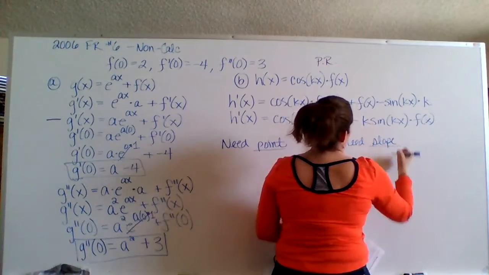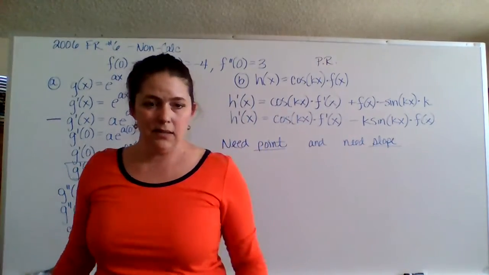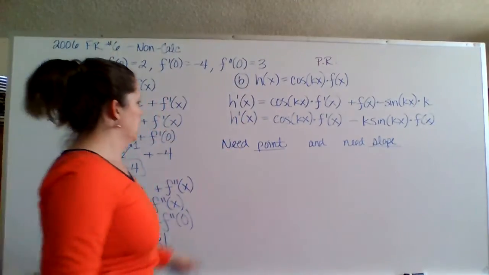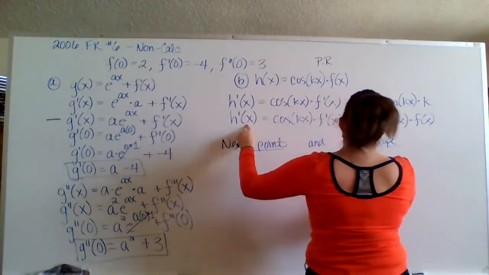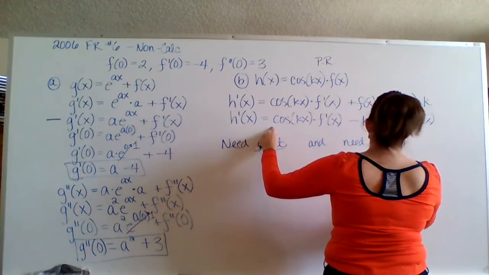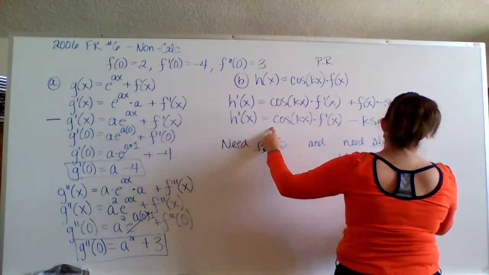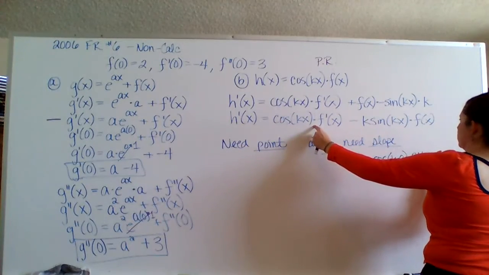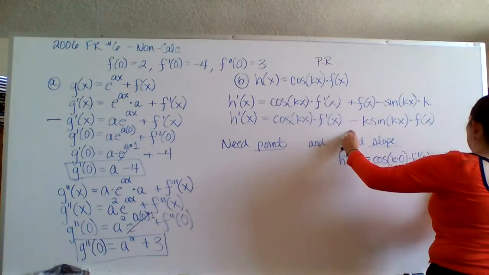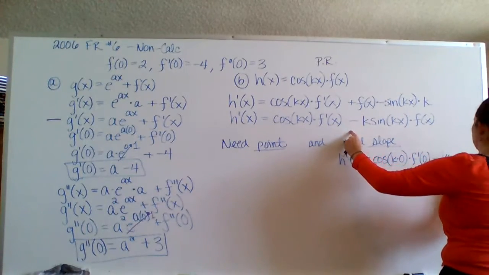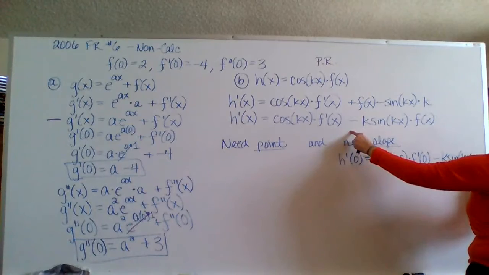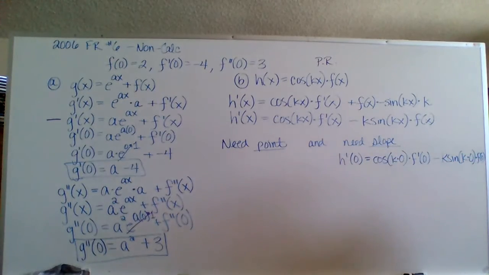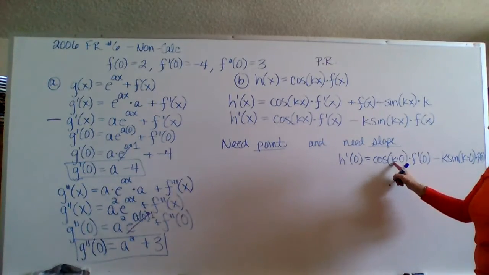Well, I'm going to actually start with the slope because we just found h prime of x in general terms. So if we want to find the slope at the instant when x is 0, let's plug in 0. So h prime of 0 equals cosine of k times 0. Remember, k was just representing a constant that we don't know, so we have to leave it as k, times f prime of 0 minus k times sine of k times 0 times f of 0. So 0 times k would stay 0.